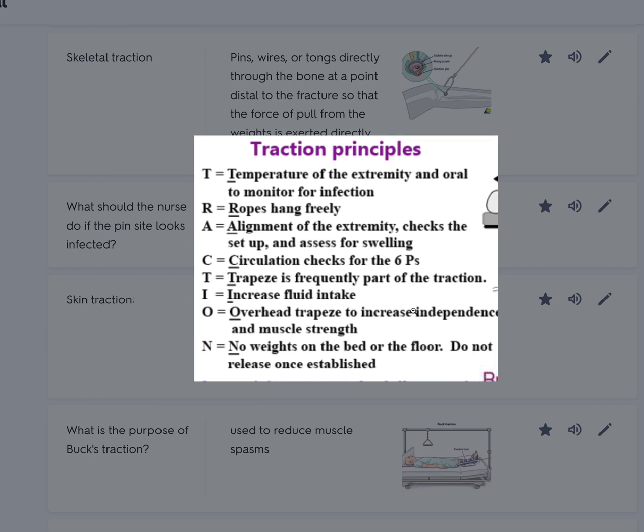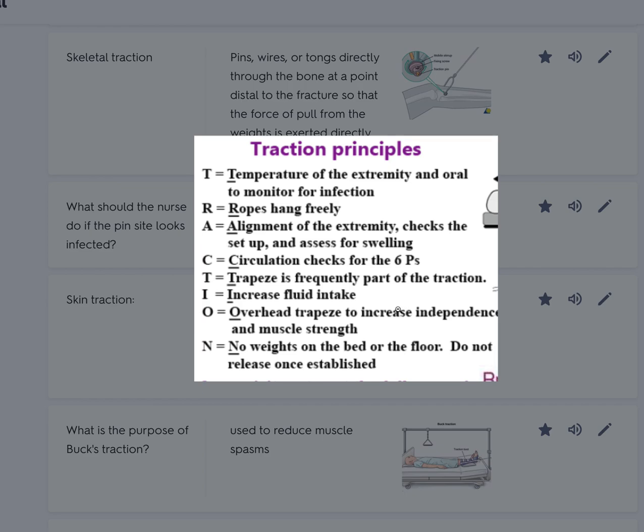Circulation, check for the 6 Ps. The patient should have a trapeze so that they can move around while in traction. You want to increase their fluid intake because they're at risk for constipation. Trapeze again, okay? No weights on the bed or the floor, and do not release once established.